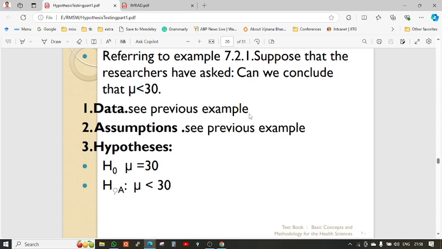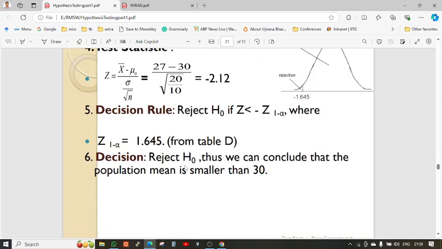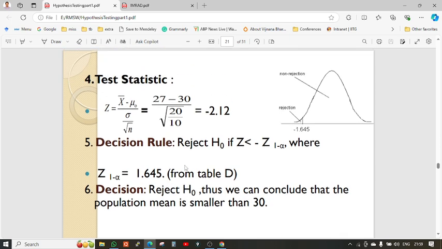See another example. Here we can also use it for researchers to conclude whether the mean is greater than 30 or not. So see the previous data, same data, and the assumptions are also the same: mu equal to 30 for the null hypothesis and mu greater than 30 for the alternate hypothesis. So use the same test statistic, z equal to x bar minus mu 0 by sigma by root n, that is 27 minus 30 by 20 by 10, which is minus 2.12.